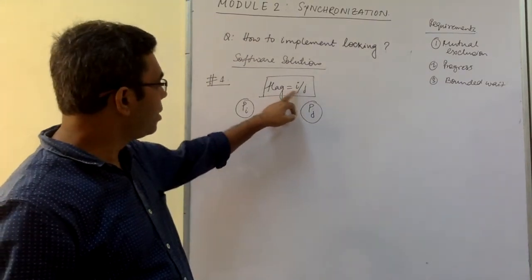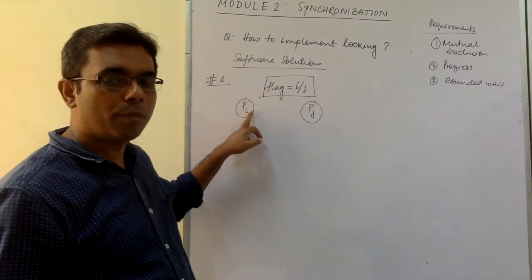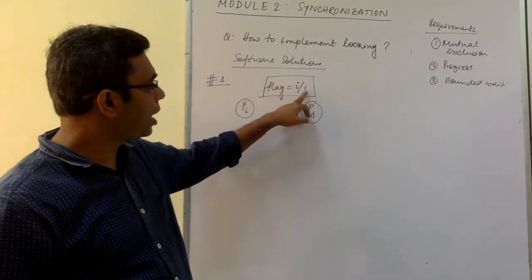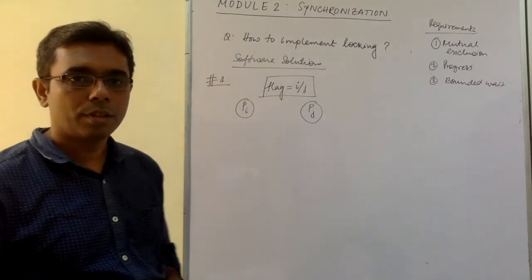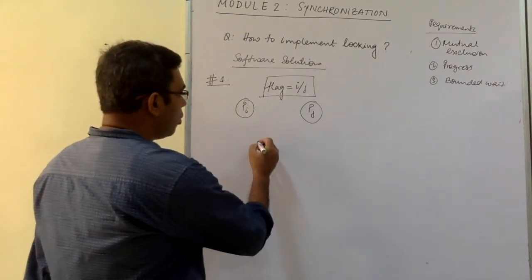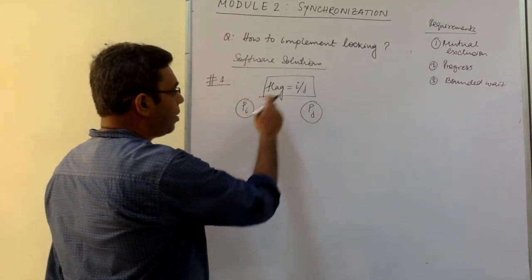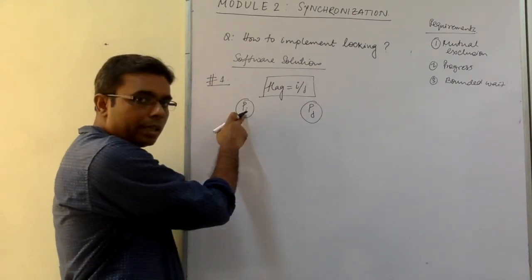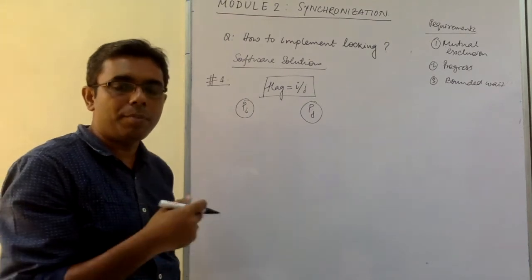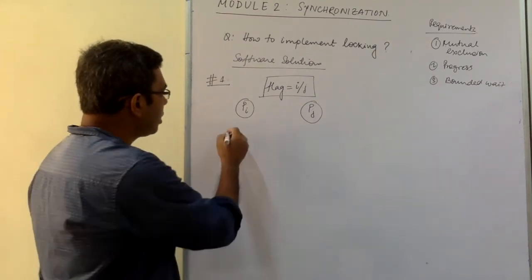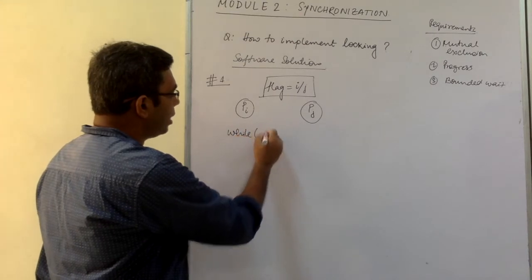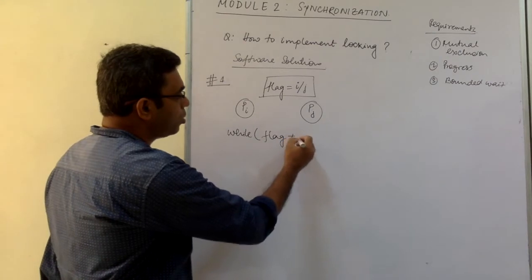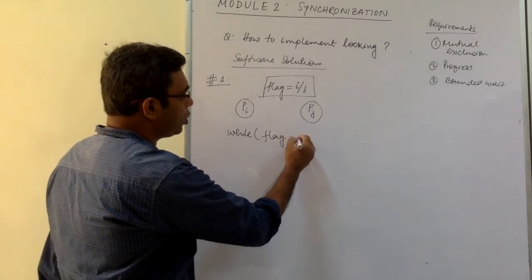So if flag is I, PI will be able to acquire the lock, that is, PI will be able to enter the critical section, and if the value of flag is j, PJ will be able to enter the critical section. So what we will do is check whether the value of the flag matches the particular process. Let us say you are in process PI and PI has to check whether it will be able to acquire the lock. What will PI check? PI will check whether the value of flag is not equal to, or equal to, j, right?